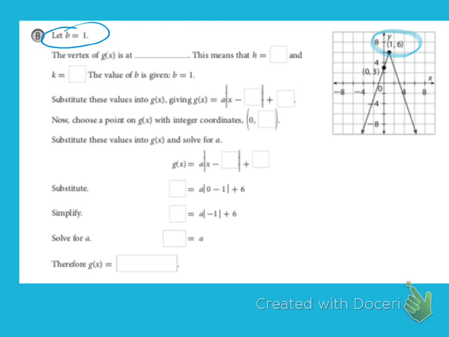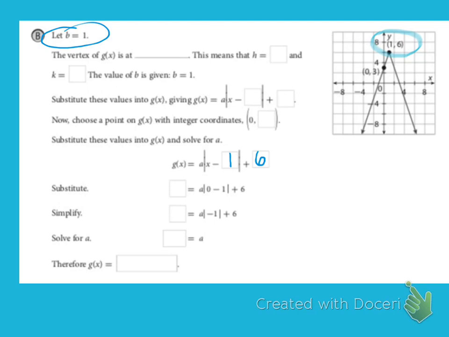So we're going to start off the same way, and you can see that we walk you through the process a little bit. Step 1 is to go ahead and take that vertex and plug that in for your H and your K. So the H coordinate of the vertex is the 1, and so we're going to plug that in. And the K, or the Y coordinate of the vertex, is 6, so this is slid 1 to the right and 6 up. So we're going to plug those in.